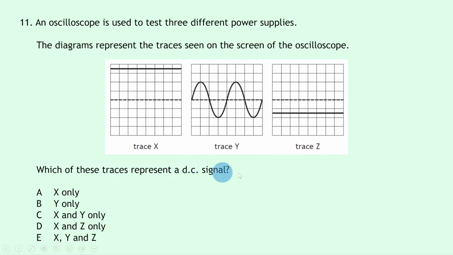Well, remember, DC stands for direct current, and this is shown on an oscilloscope trace by a straight line. Remember, the wave pattern is for AC, alternating current. So trace X and trace Z just show that the output voltage is constant over time. So my answer here is trace X and trace Z. So that gives us the answer D, X and Z only.